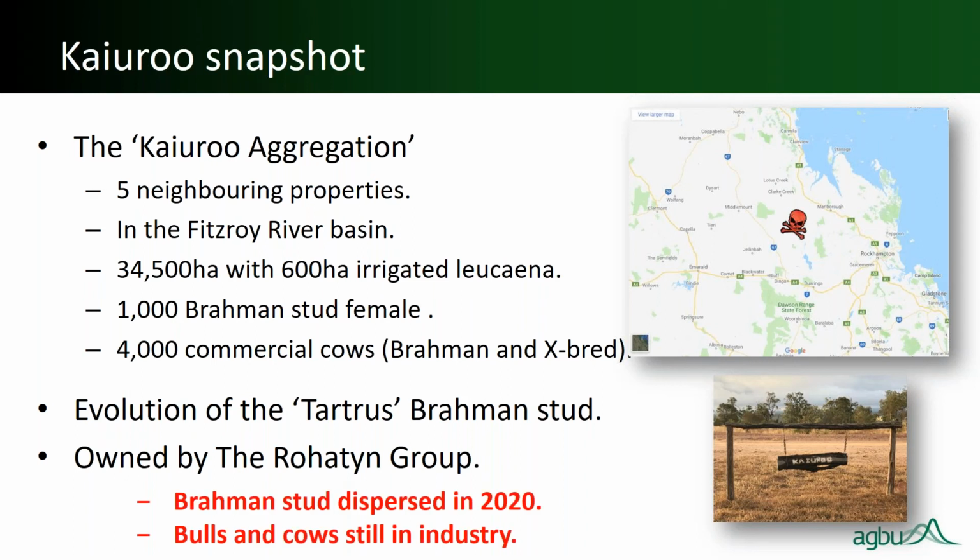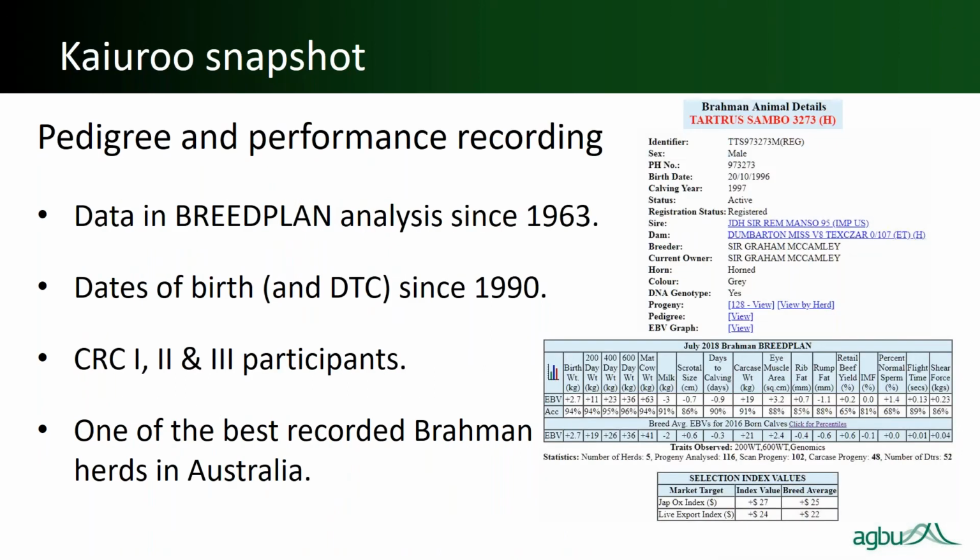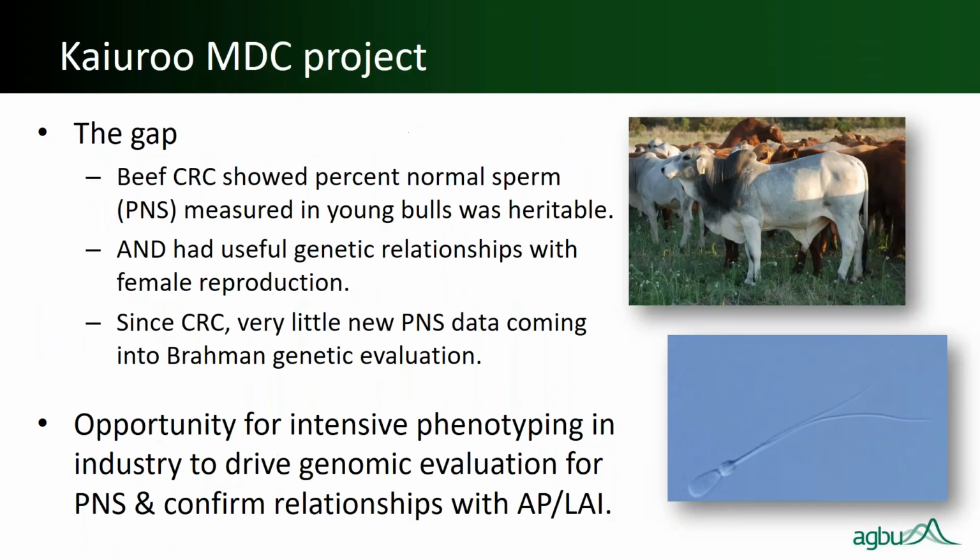Unfortunately, that stud was dispersed in 2020 and we had to stop working with them after about 5 years, but the value of the project is still circulating through the Brahman industry, and those animals are still present in the population. One of the reasons that this was such a good candidate was because they've been submitting information to Brahman BREEDPLAN for many years. They've been involved in our CRC and other research projects for as long as those have been going on, and they're one of the best recorded Brahman herds in Australia.